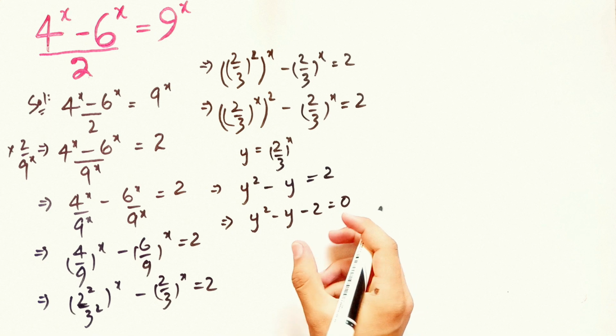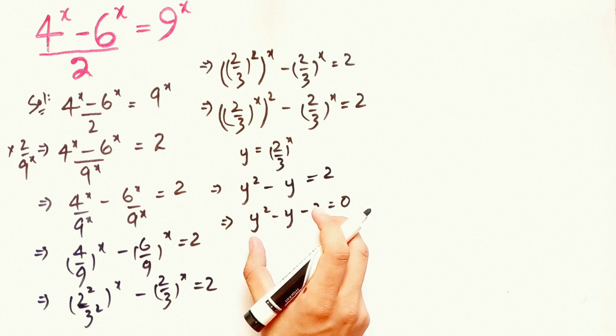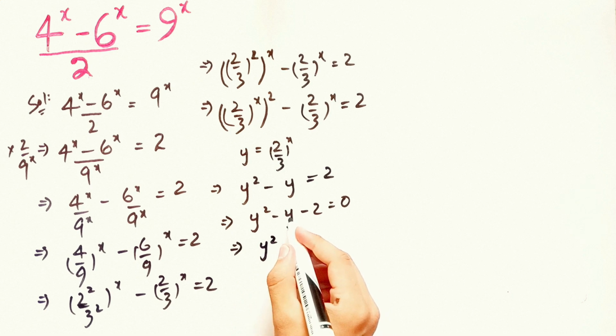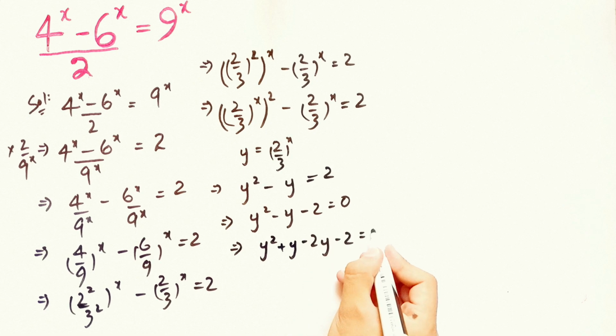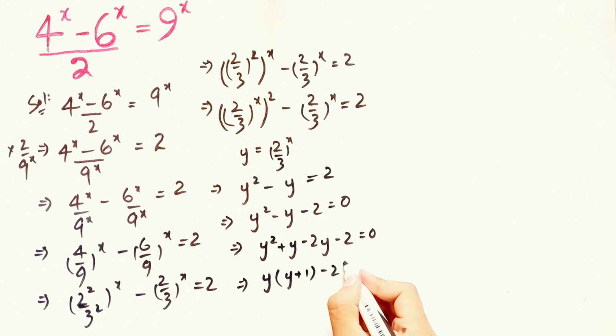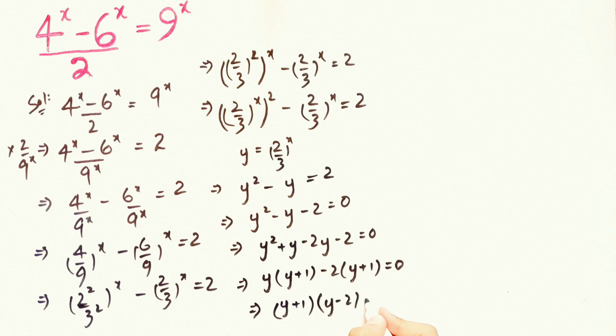Now we can easily get the factors of this expression by the middle term breaking rule. So we have y², and we can write −y as +y − 2y, − 2 equals 0. Or I can take y common, so this is y(y + 1), and −2 common, this is −2(y + 1), equals 0. Or I can further take y + 1 common and this becomes (y + 1)(y − 2) = 0.